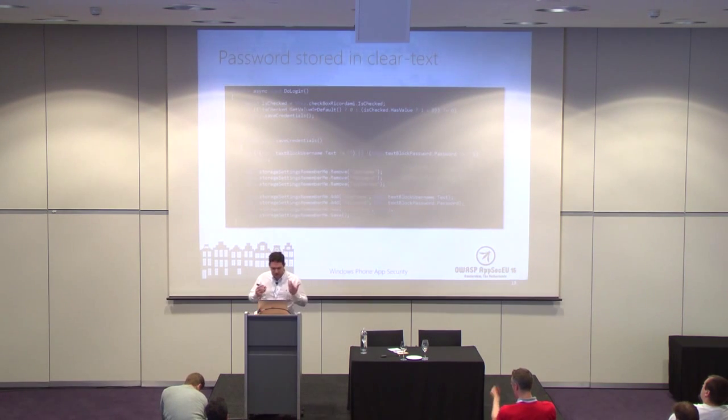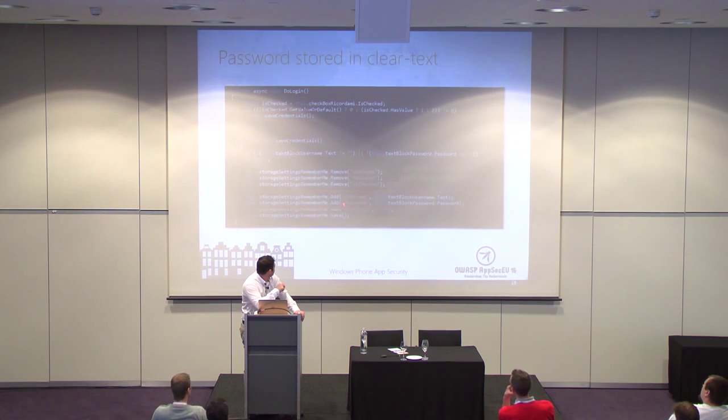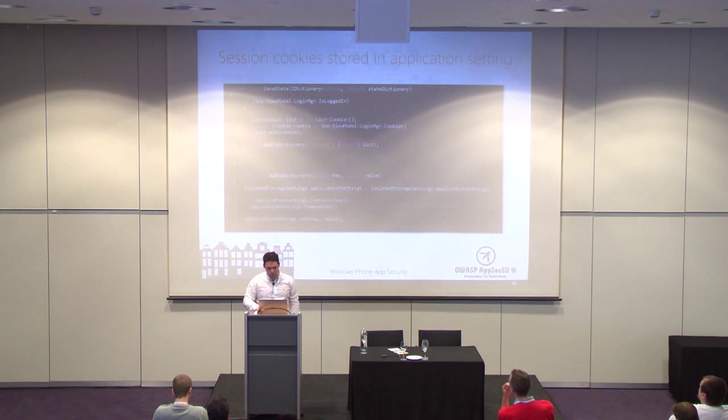Now let's move to a real-world example of insecure data storage. In this case, we have the save credential method. The save credential method is used to store, in clear text inside the application settings file, the username and password which a user provides. And as I told you before, the application settings is not an encrypted file, so we are placing some confidential data into the file system. One more example, in this case we have a save state function which simply saves the session cookies of the application, once again inside the application settings, and once again in clear text.